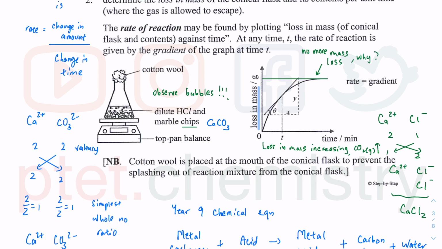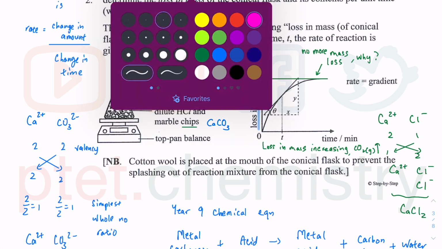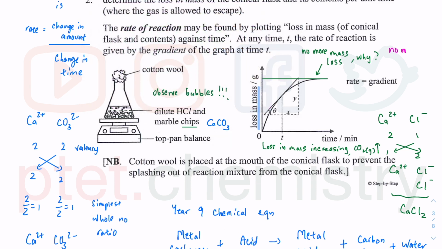Why is that? Well, if you don't get any more carbon dioxide being produced, that means no more reaction is taking place. So that means the reaction is complete, because when the reaction is complete, you get no more change in mass. Whatever you have lost is already just that value, because that's what you have lost up until that point when the reaction stopped. No more reactions, reaction stop.